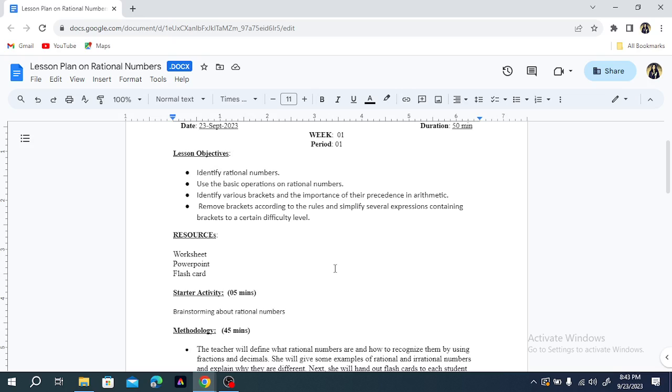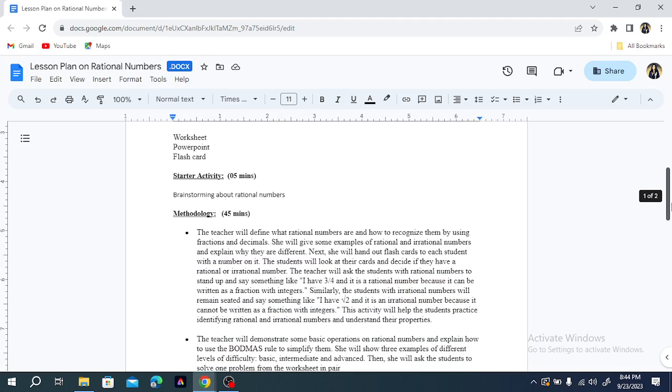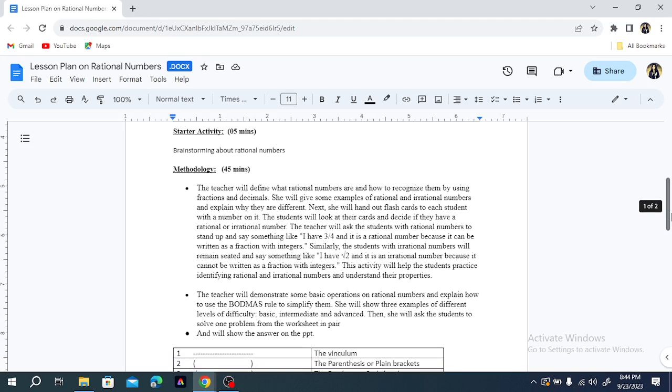So the starter activity, what will be the starter activity? How are you going to start your class? My starter activity will be of 5 minutes, and that will be just a brainstorming about rational numbers, because I know my students already know about rational numbers. I will be asking for some points they know about rational numbers, right? They will brainstorm it basically.